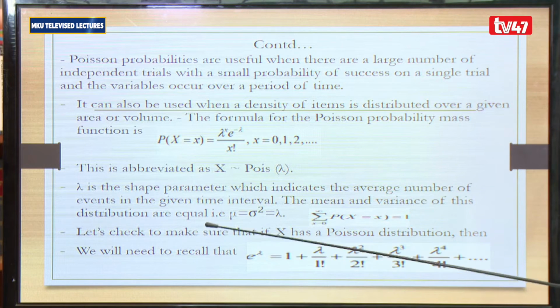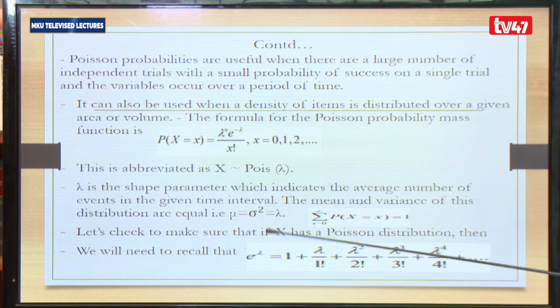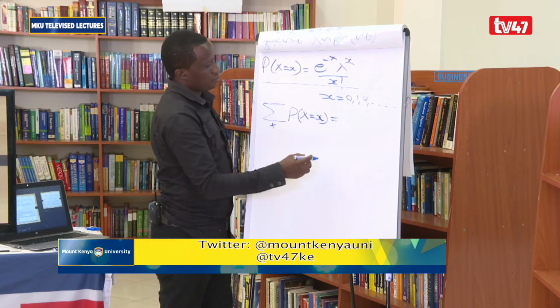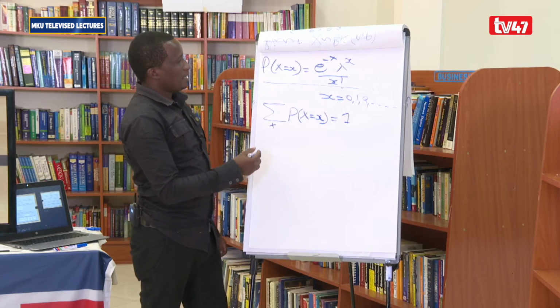The mean and the variance of this distribution are equal; if you have the mean of a Poisson being lambda, the variance will also be lambda. And of course the summation of probabilities, since it's starting from 0 to infinity, if you sum them, you're going to get 1. We check that to make sure that x has a Poisson distribution. Recall that if we wanted to show that this is truly a PMF, we would use the principle that the summation over all x of p(x) equals 1. We should show this to satisfy that this is truly a PMF.